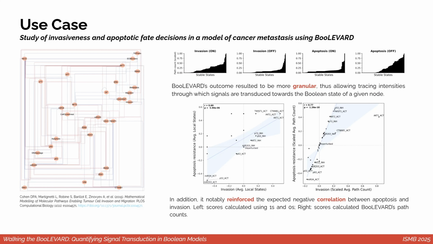Finally, the poster includes a use case in which we studied invasiveness and apoptotic cell fate decisions in a model of cancer metastasis developed by Cohen et al. We performed several perturbations in the model and plotted the distributions of ones and zeros transformed to path counts in this upper panel. As one can observe, we have more granularity, and below we plotted the relationship between apoptosis, apoptosis resistance, and evasion. Although a correlation was observed when using ones and zeros, implementation of BooLEVARD further reinforced this association.